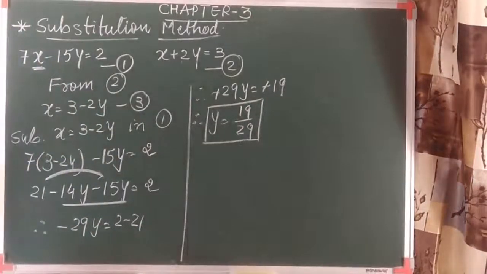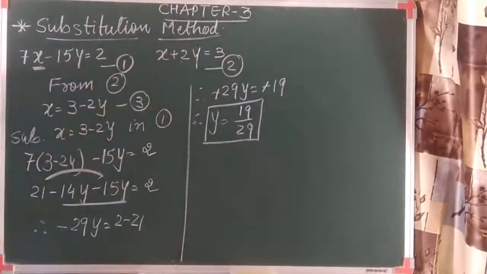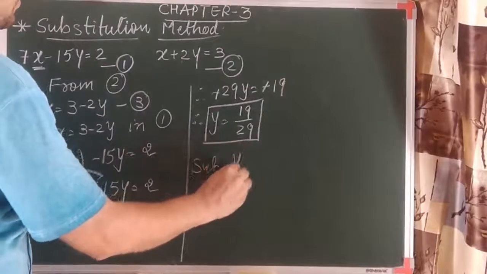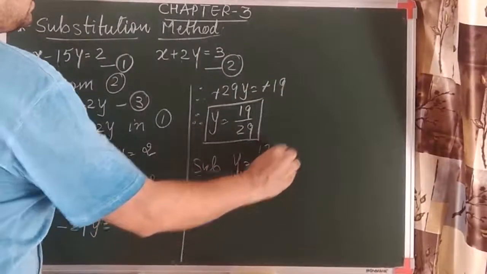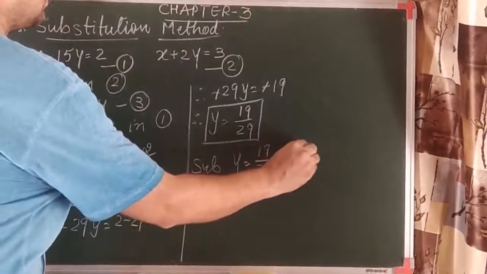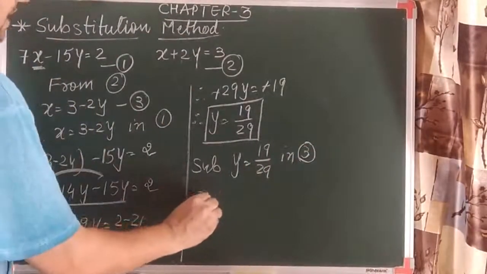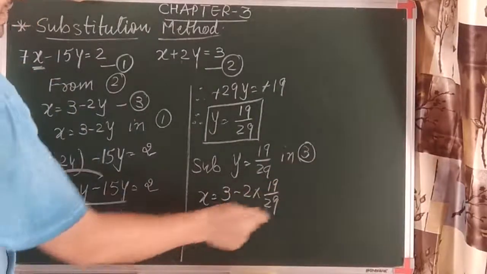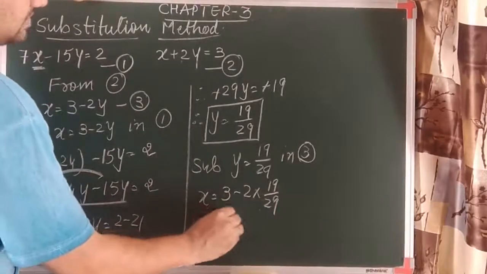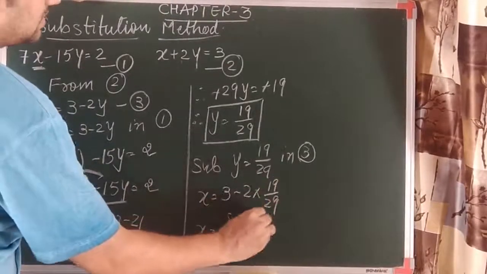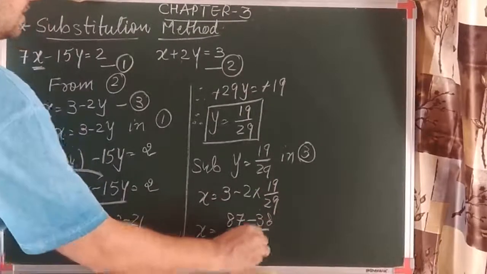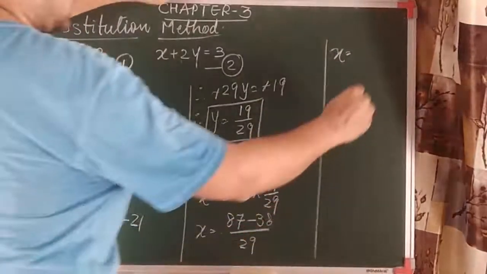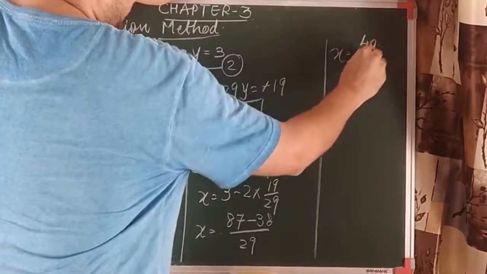To obtain the value of x, this value should be substituted in any of the equation. Again, this value will substitute in equation 3. So substitute the value of y, that is 19 by 29, in equation number 3 which we obtain here. So x is equals to 3 minus 2 into y. It's 2 into 19 upon 29. To simplify, we have to take LCM. 29 3s are 87 minus 19 2s are 38 upon 29. Numerator we have to do the subtraction. So x is equals to, the subtraction is 49 and the denominator is 29.